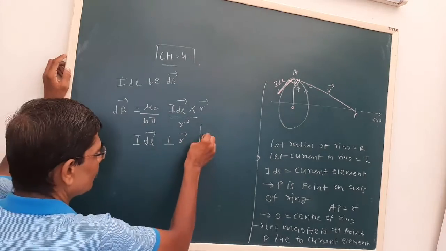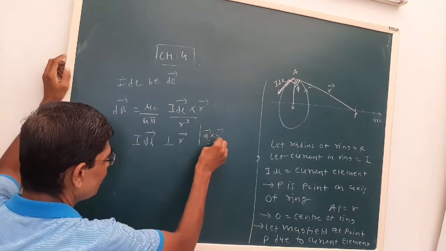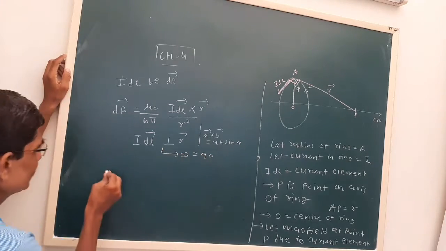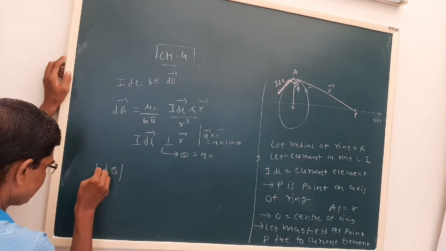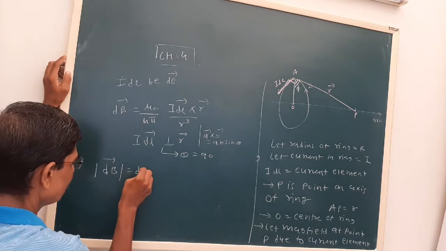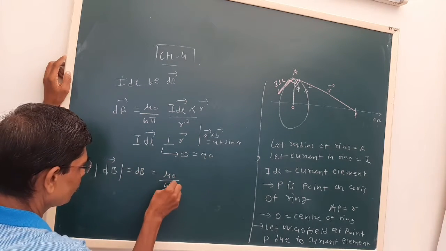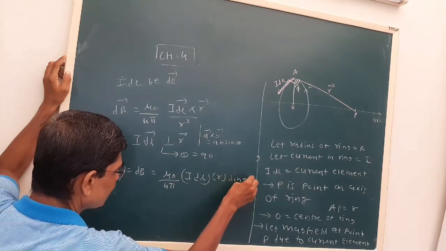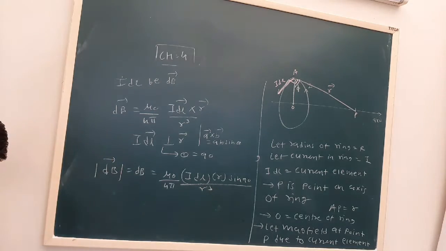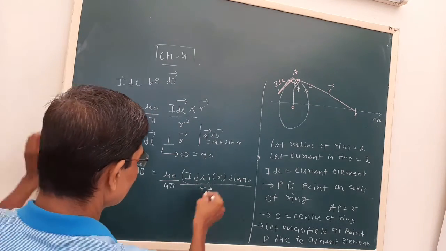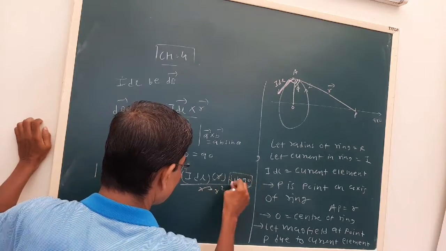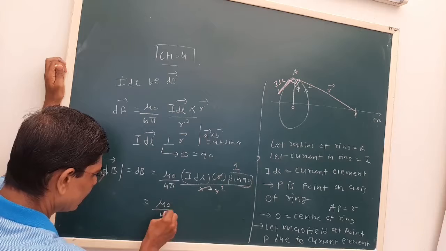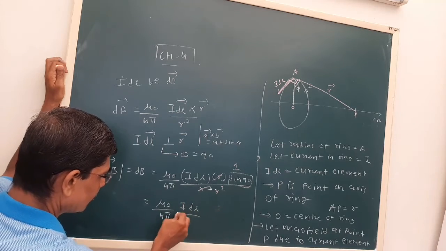So we recall the property of A cross B is AB sin theta. So here theta is 90 degrees. So dB, if I write the magnitude, dB is mu 0 upon 4 pi IDL R sin 90 upon R. See, what we can see here, this R will get cancelled, sin 90 is 1. So dB is mu 0 upon 4 pi IDL upon R square.